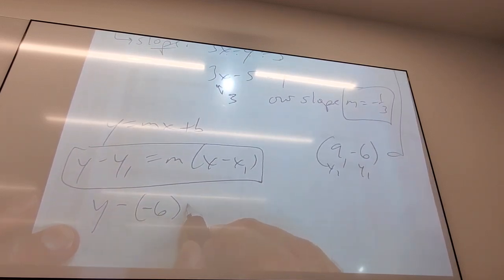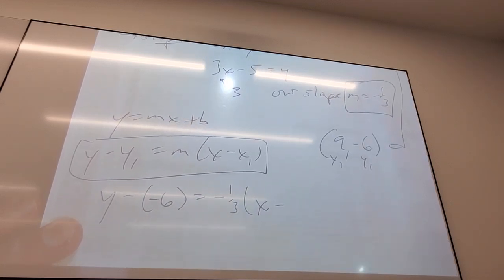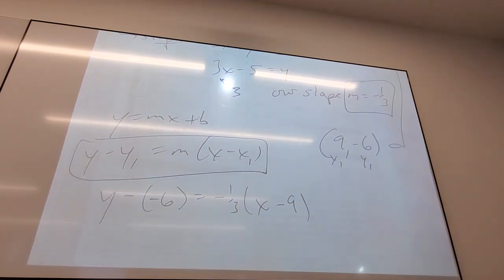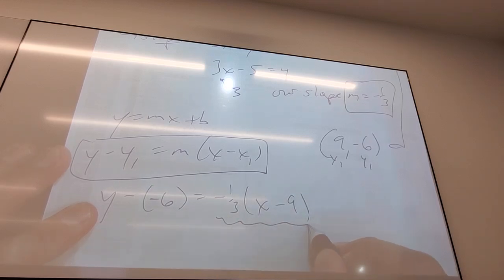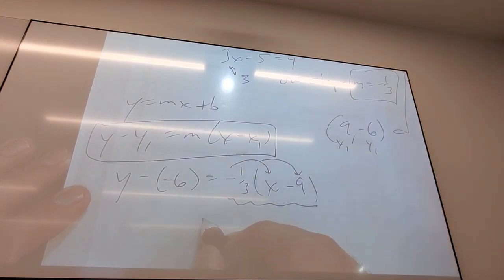Y minus the y piece equals m times x minus 9, the x piece. So all you got to do: y piece goes here, x piece goes there, slope goes there. And now I can put this in a better form. I can try to solve for y, get stuff together. What can I do on this side? Distribute. So I'll do the first part. Negative 1/3 x.